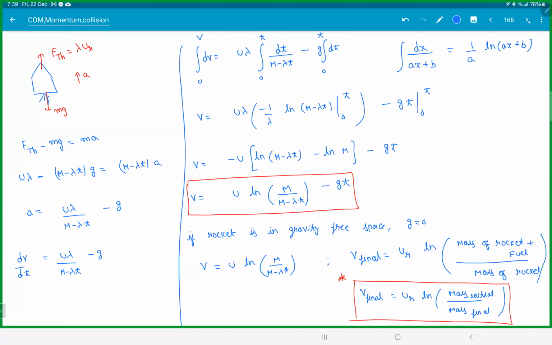Clear? Any doubts on this? Clear? Next one. Can I turn the page?